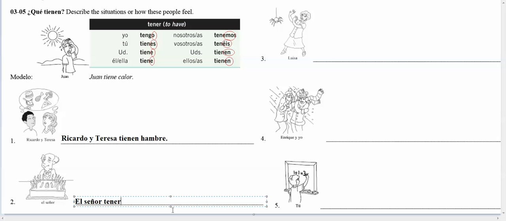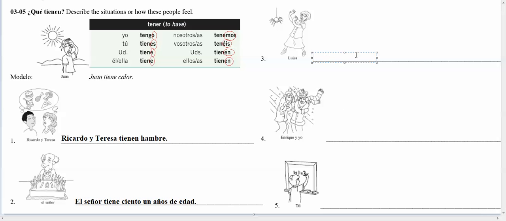El señor tener 101 años de edad. So I'm saying he's 101 years old, okay? So since it's el señor, which is the same thing as he, I go up here, I have to change my tener to tiene so that it matches my subject, okay?